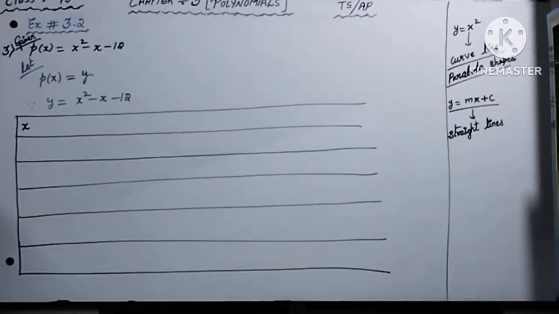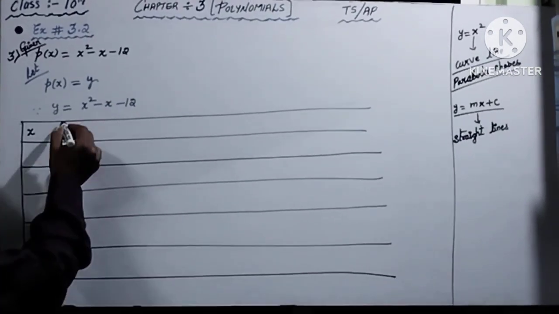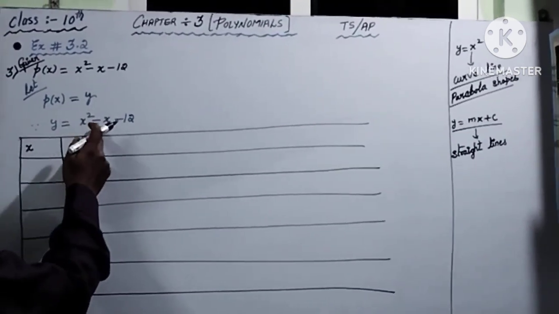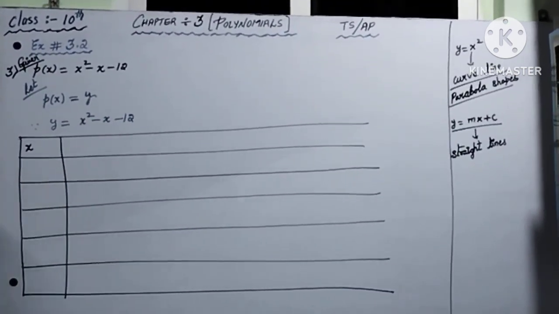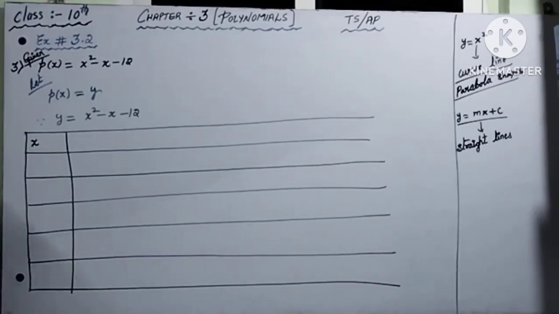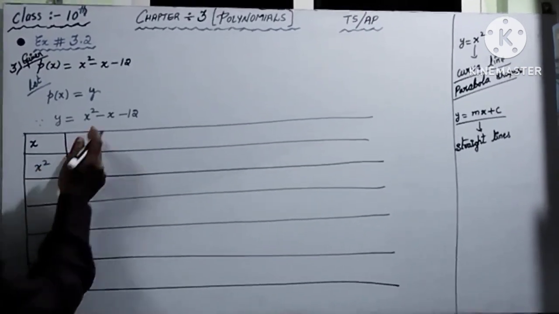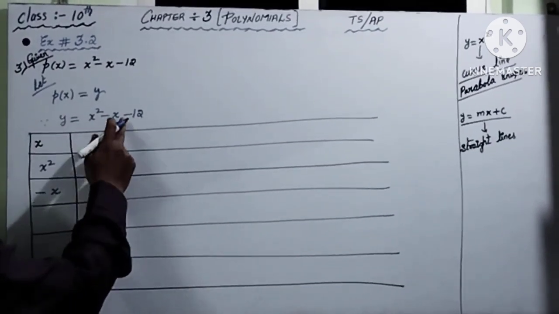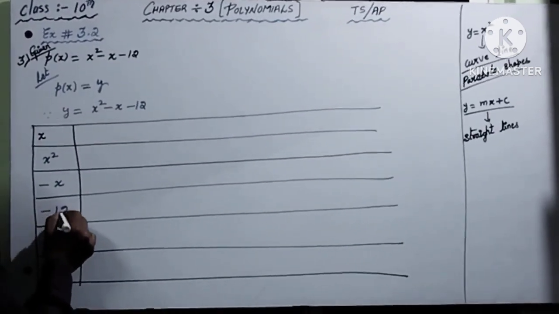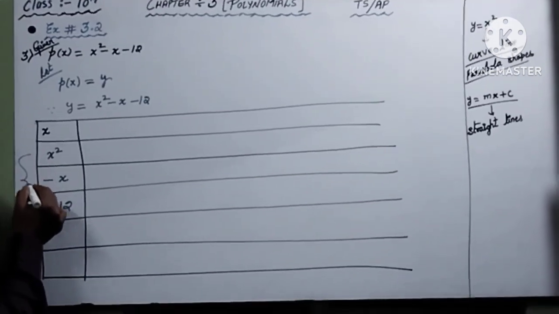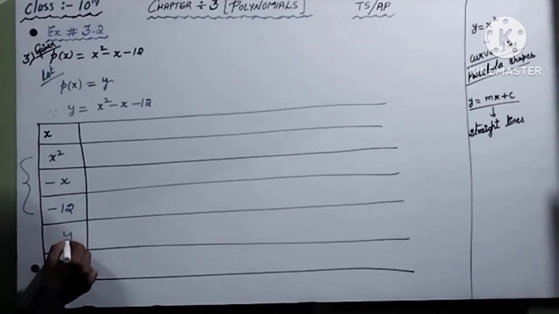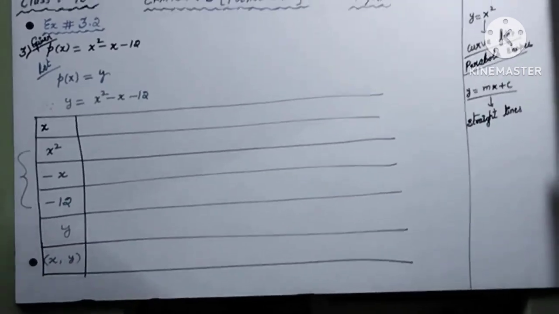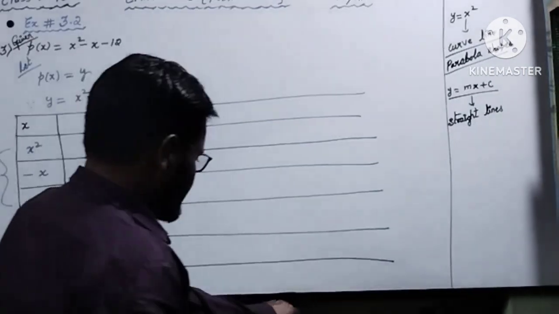Okay, then next, what does y equal here? Let's take all these values. The first one is x square, y equals x square. The next one is minus x. According to the signs, take the values. The next one is the constant term, that is minus 12. These three values are equal to y. Then here is the ordered pair of x and y.